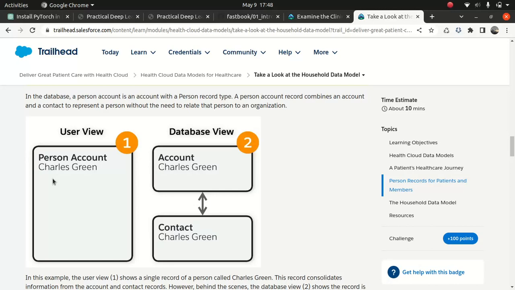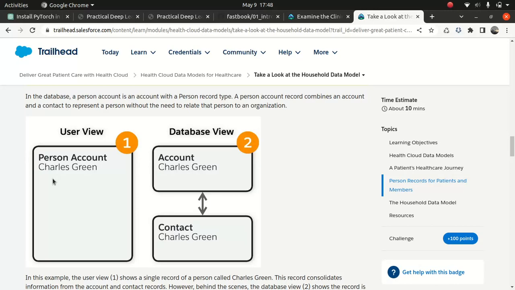So what I'm going to do in this episode, I'll briefly talk about the data model. Right now, in Health Cloud, it's very important to understand the data model, how things fit together, so that it's easy for you to configure stuff and build solutions for your customer.